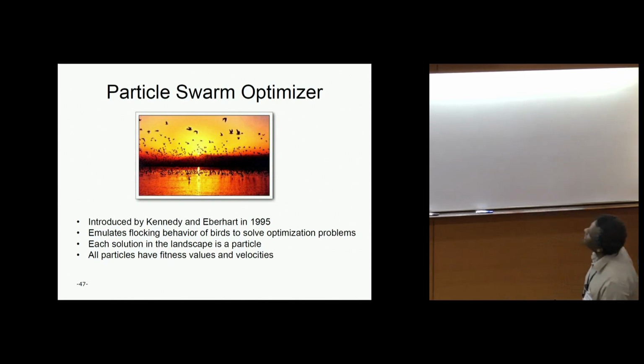It emulates the flocking behavior of birds, or a school of fish or whatever, to solve an optimization problem. Each solution in the landscape is a particle. That is where they start with a particle swarm. The particle can represent your bird or fish or whatever. Here we are showing the birds anyway. Each particle has a fitness value and they also have velocities as well. So this is motion based.